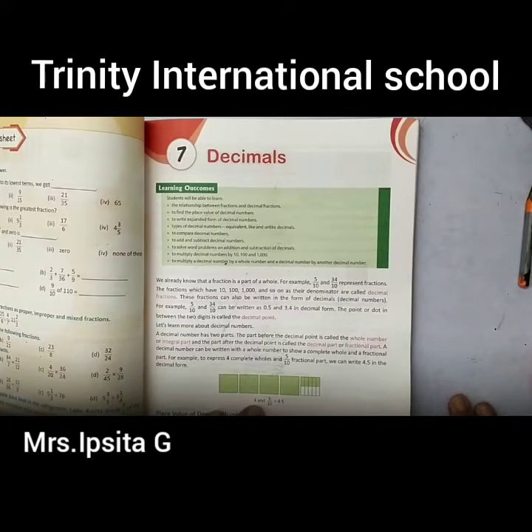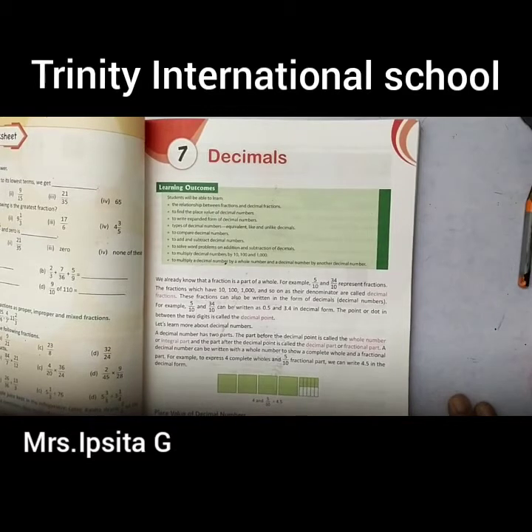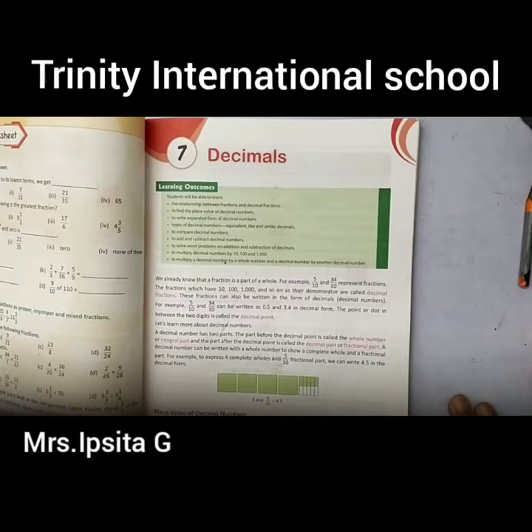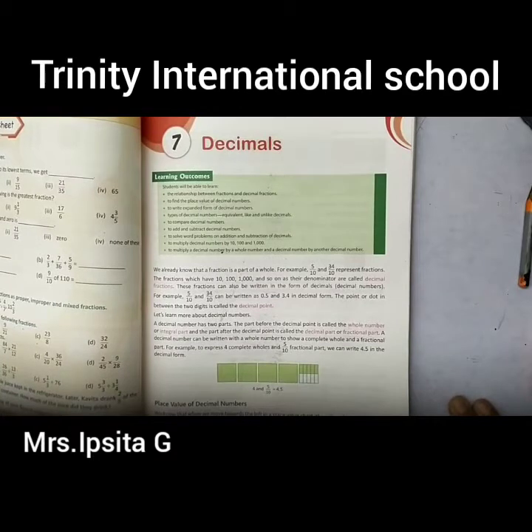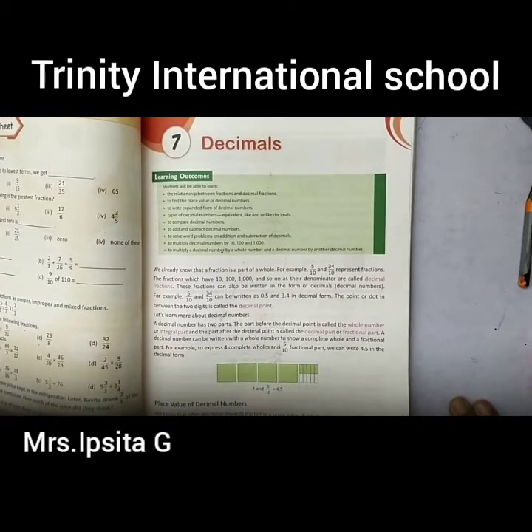Students, we have already started with the chapter decimals. And in this chapter, we have also done the exercise 7.1, 7.2 and 7.3. In all these exercises, we have gone through the question based on the decimals, that is place value of decimals. Then you need to write in words whatever decimal numbers are given to you.